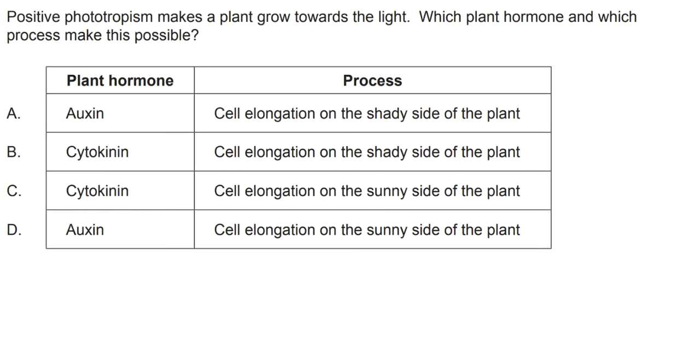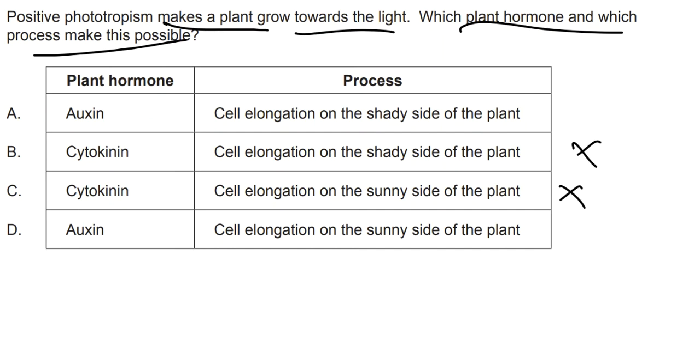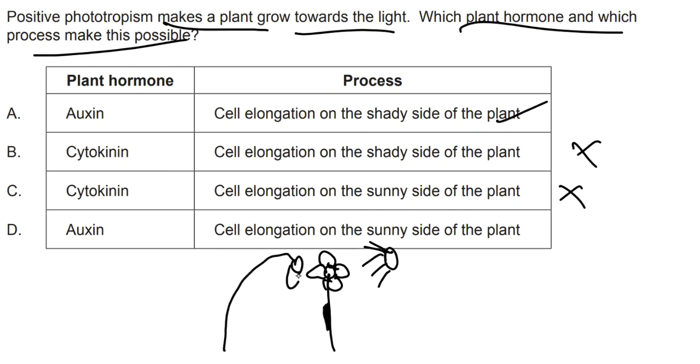Next question. Positive phototropism makes a plant grow towards the light. Which plant hormone makes this possible? You should remember it is auxin and cell elongation on the shady side, right? Because if we have a plant like this, and we have the sun shining from this side, if we have growth along this side, what happens is this side grows longer and the plant basically bends this way. If we have growth along this way, it's actually going to bend this way because you're going to have lots of growth in this direction. So it's always going to be the shady side that has the greater cell elongation. So A is going to be our answer.